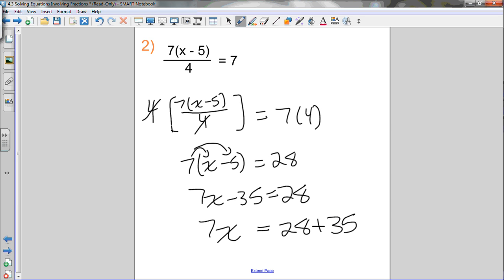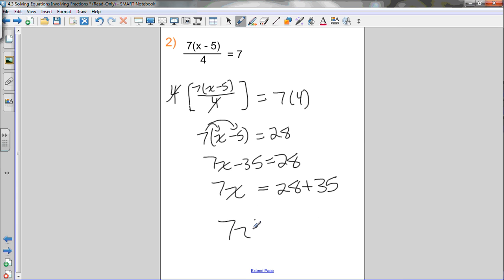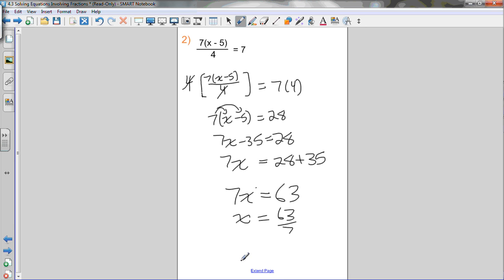And then 28 plus 35 will give me 63, so I can simplify that. So 7x equals 63. And then if I divide that by 7 to get the x by itself, I get x is equal to 9.